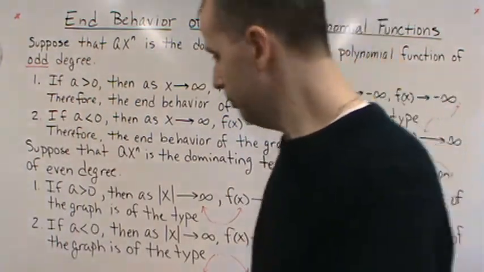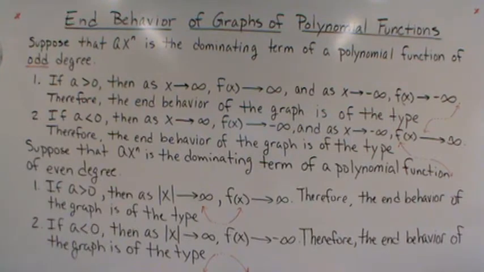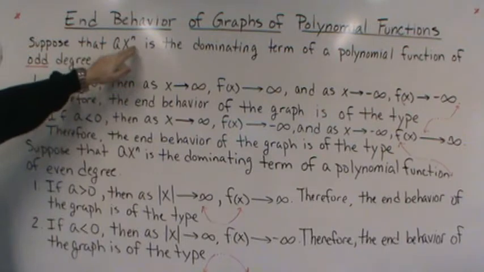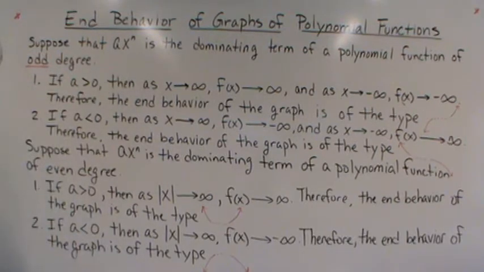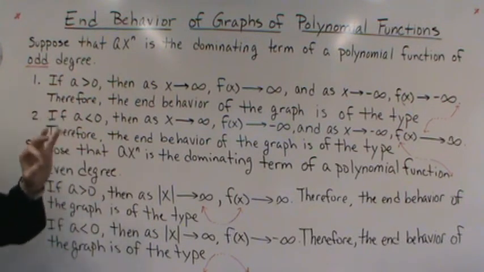Okay, so with that in mind, suppose that a times x to the n is the dominating term of a polynomial function with an odd degree. We know how those behave, right? Odd degree polynomials are symmetric with respect to the origin, so the tails are going to go in the opposite direction. So that's what this is saying.